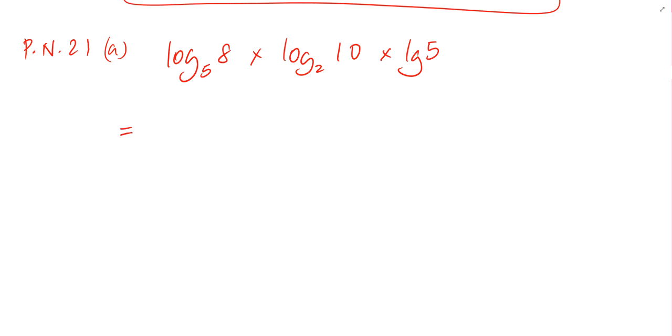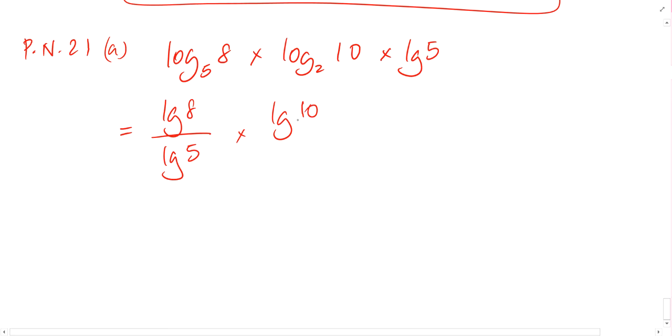Base 10 is usually more convenient. Besides, it has already appeared here. Let's change that to base 10. So log 8 divided by log 5 times log 10 divided by log 2 times log 5 over 1. What's the point of writing it this way? I have fraction multiplied by fraction multiplied by fraction.